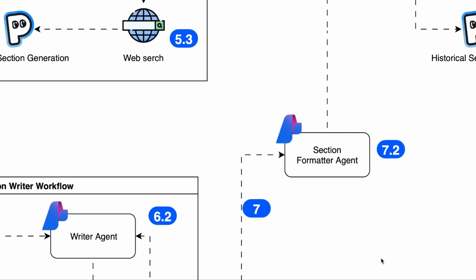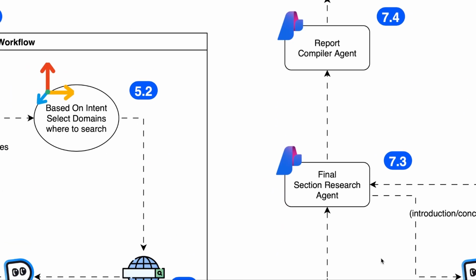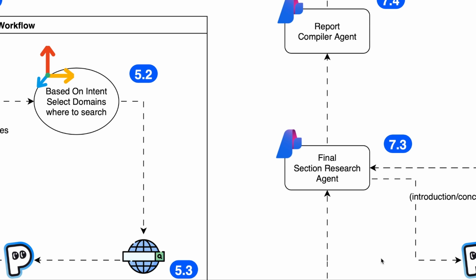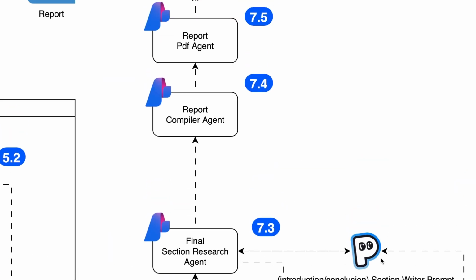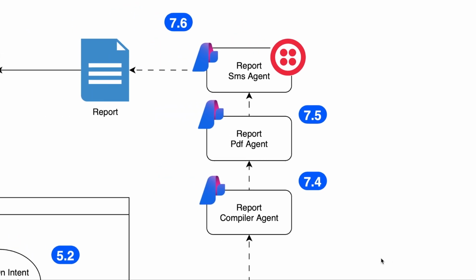Finalizing the report. Once all sections have been developed, a sequential selection and finalizer termination strategy take over. The section formatter agent employs the report formatter plugin to format every section that underwent research. The final section research agent then processes sections that didn't require research, such as the introduction and conclusion, by generating content based on the other sections. Next, the report compiler agent compiles the full report using the report compiler plugin, outputting it in Markdown format.